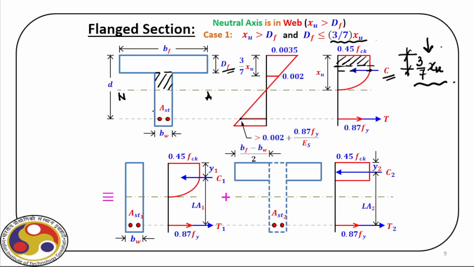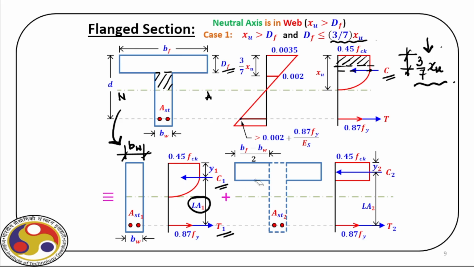So, simply what we do, we split this flanged section into two parts. The first part is a very slim beam with width of BW, and we have the tensile steel AST1 that is as good as a rectangular section. And for this section, we can easily calculate what is C1, we can calculate what is T1, and we also can calculate what is lever arm 1.